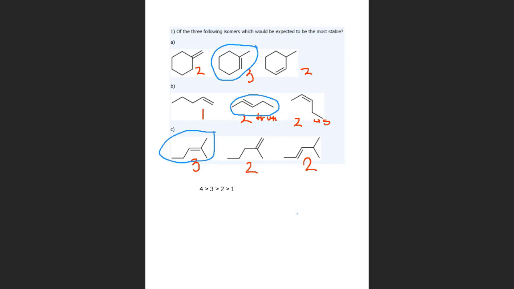Yeah, so did that make sense? The only weird one is the trans versus cis. Trans is more stable than cis if you come to a double bond and both of them have two attachments.